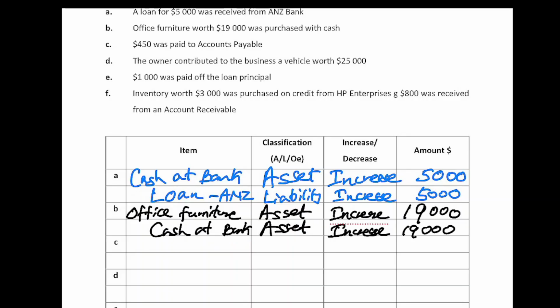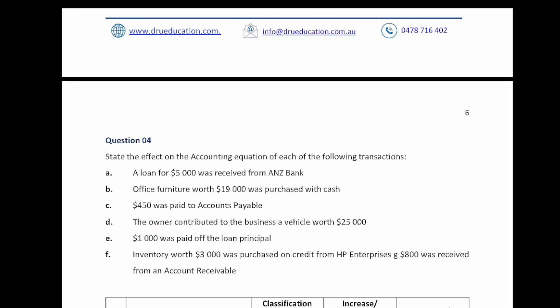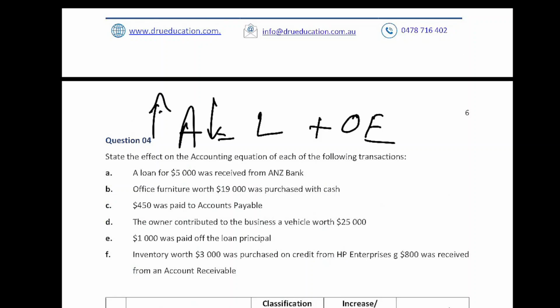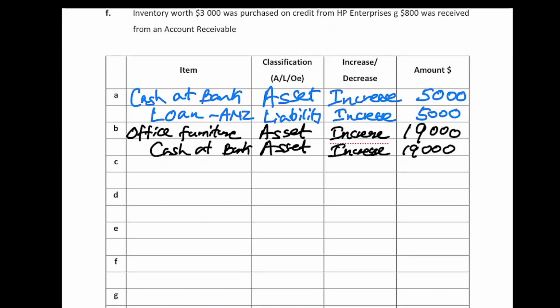Okay, in both cases it is an asset swap. One asset increases, the other asset decreases. Do you think the accounting equation still balances? Yes, because one asset increases on the left hand side. Remember, guys, the accounting equation: what is the accounting equation? Assets equals liabilities plus owner's equity. So one asset increases, the other asset decreases, that means it balances off. Right.